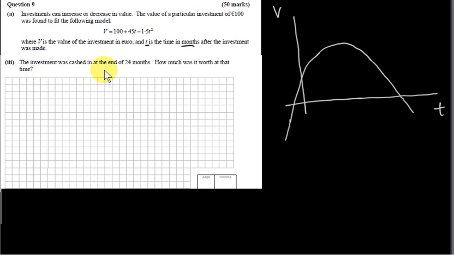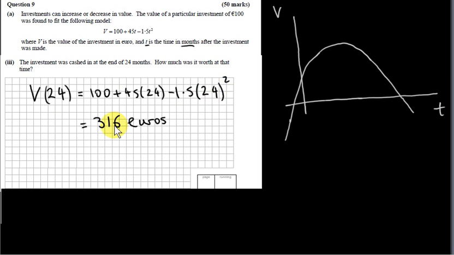If the investment was cashed in at the end of 24 months, how much was it worth at that time? So we want to find out what V is when t equals 24. We could write it like this: V of 24. V is a function of time. So we want to find V when t is 24. Just plug 24 in here. This gives 316 euros.